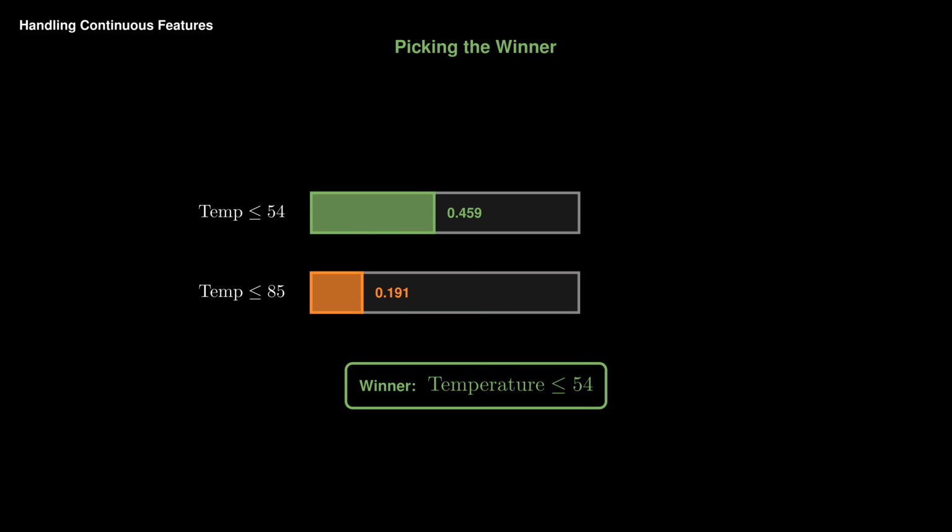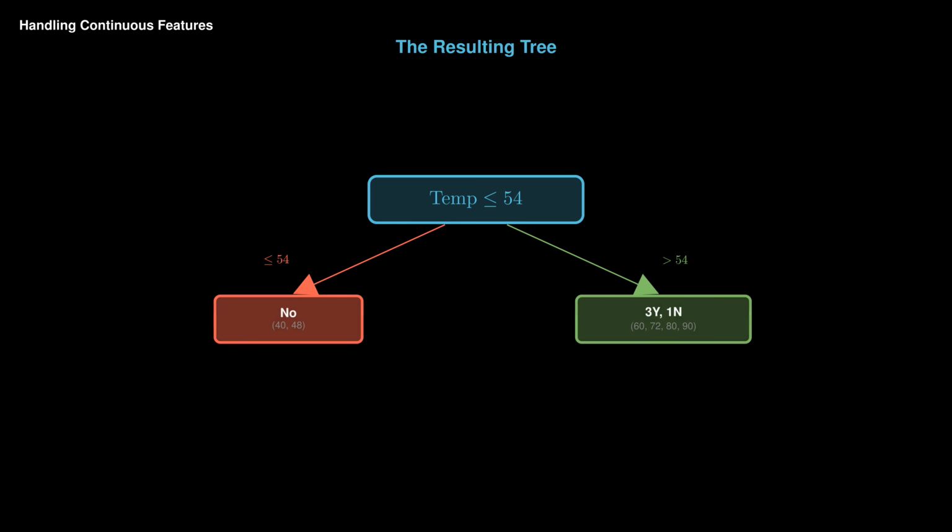And here's what the resulting split looks like as a tree. Temperature less than or equal to 54 at the root. On the left, we have 2 no examples. On the right, 3 yes and 1 no. We have a binary split from a continuous feature, just like any categorical split, but with a threshold instead of categories.